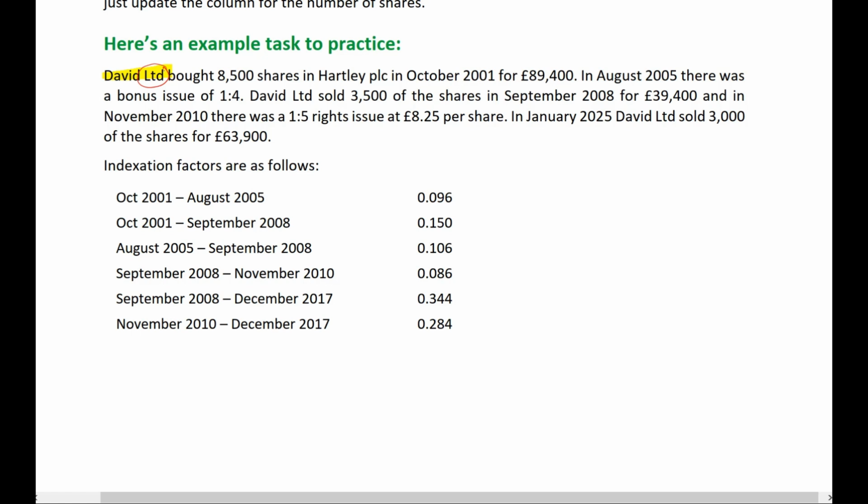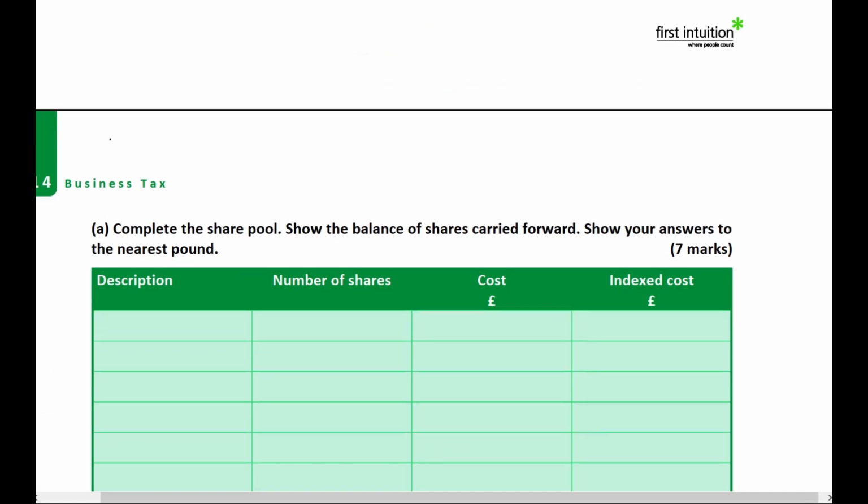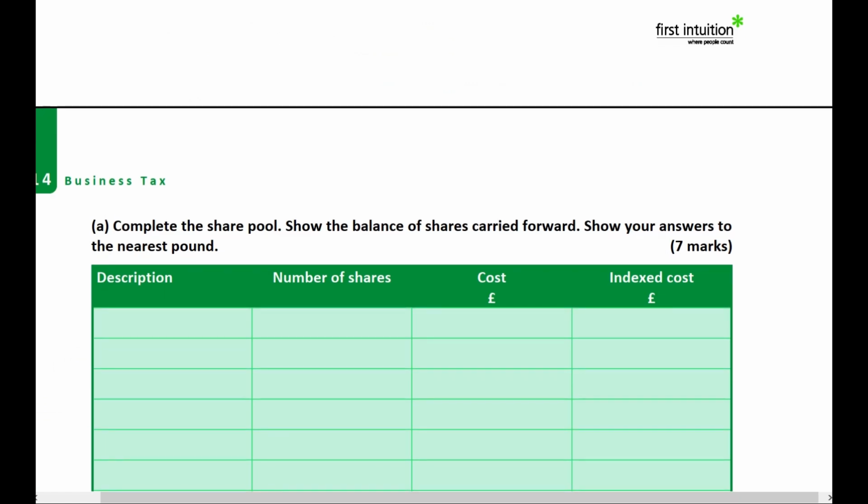You'll probably be given more than you actually need, so it's a case of picking out the correct ones. So my approach to this, firstly, might be to look at the requirement: complete the share pool, show the balance of shares carried forward and show your answer to the nearest pound.